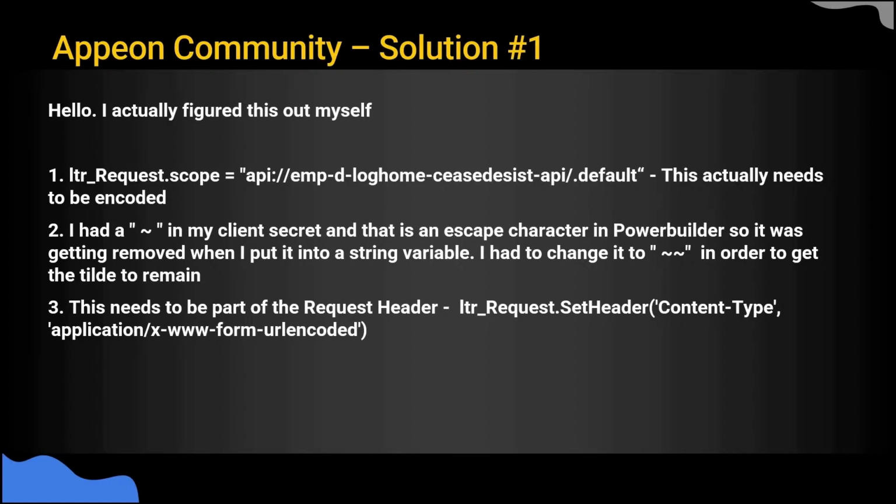So first of all, I saw that I was passing in the scope, but what I realized is that the scope actually needed to be encoded. And then number two, I had a tilde in my client secret, and that's an escape character in PowerBuilder. So it was getting removed, basically making my password incorrect, when I put it into a string variable. So I had to change it to a double tilde in order to get the tilde to remain within the string, and that was a large part of my problem.